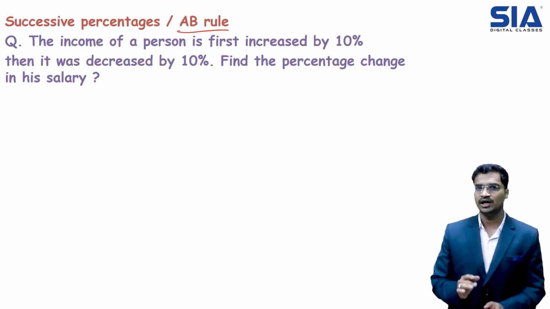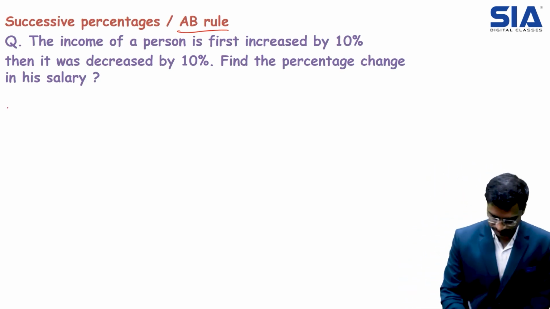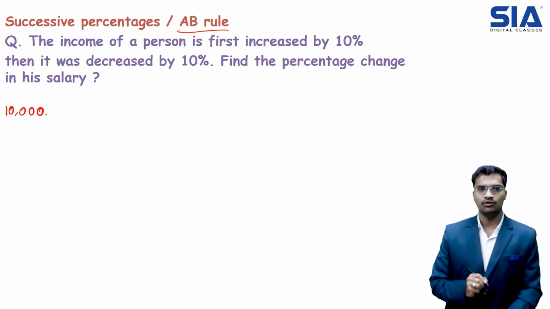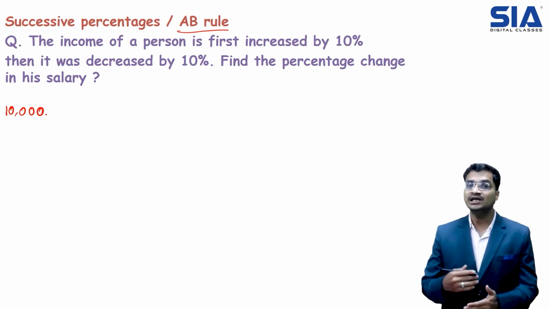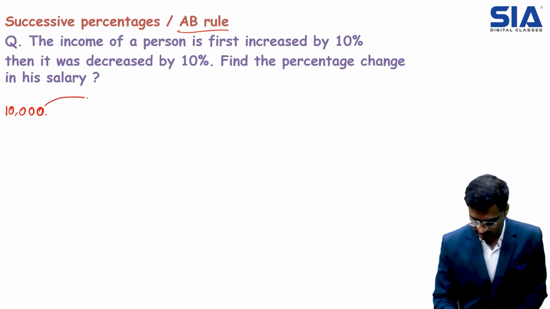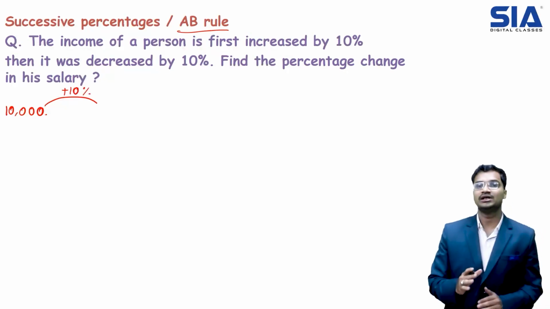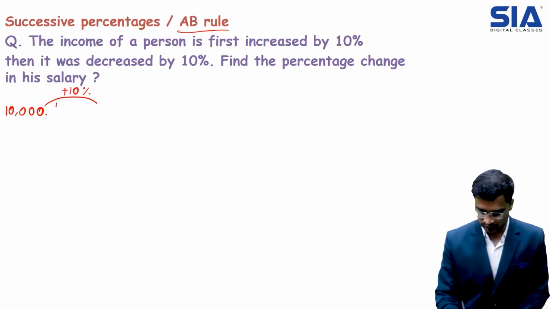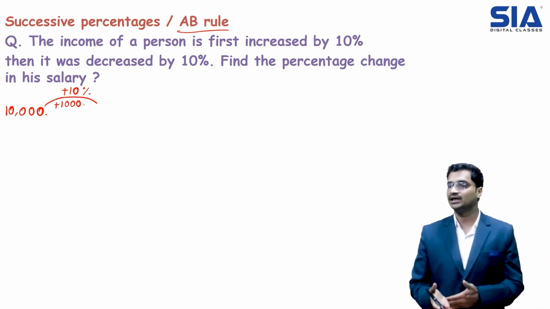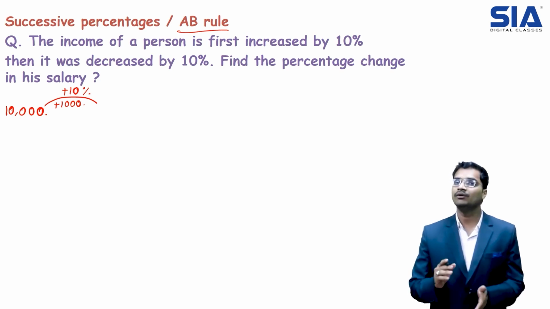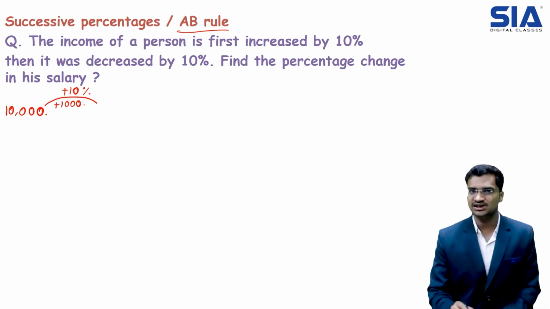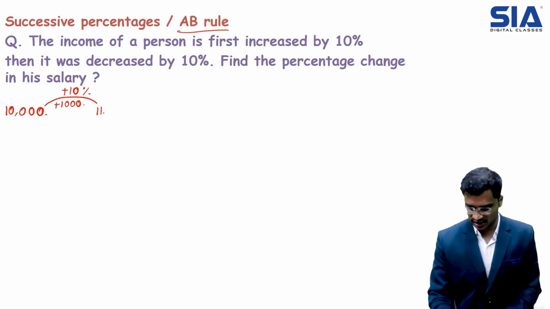Let us assume a person is earning 10,000 rupees. Now first of all, his income is increased by 10%. The 10% of 10,000 is 1,000. I can say that his income is increasing by 10% or increasing by 1,000 rupees. So previously his income was 10,000. Now his income will become 11,000.